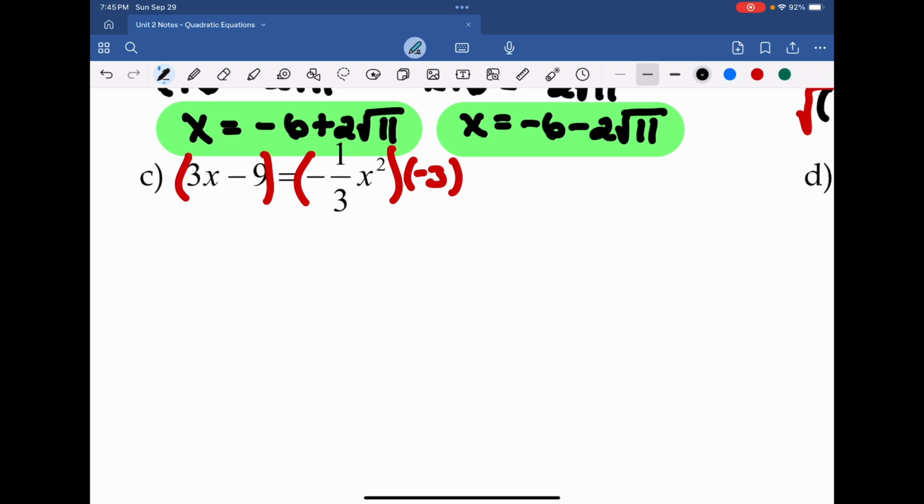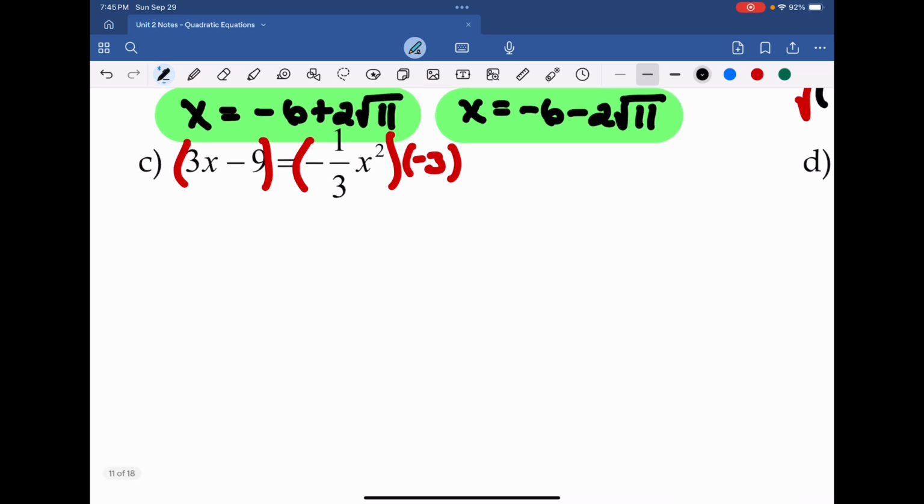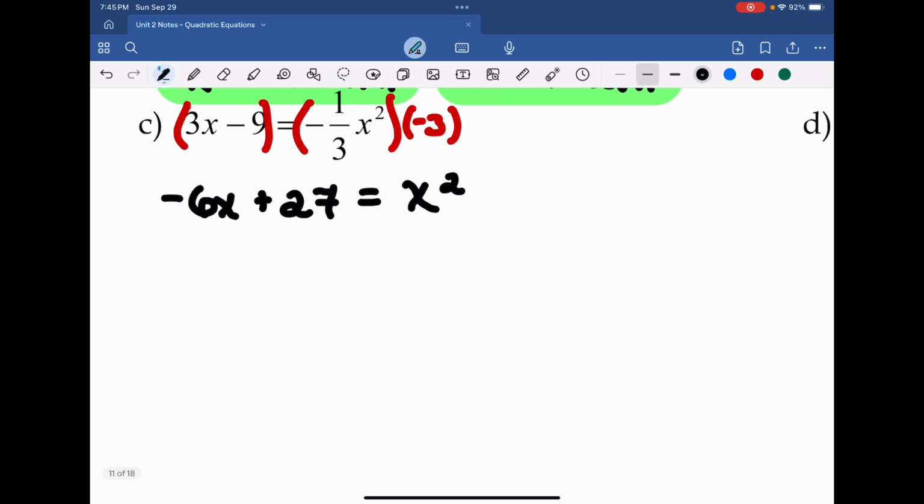By doing so, this is going to eliminate the fraction and give us only integer values. Okay, negative 3 times 3x is going to give us negative 6x. Negative 9 times negative 3 is positive 27, which is equal to, on the other side, we have negative 1/3 times 3, or negative 3. This actually gives us positive x squared. Now, to keep the positive x squared, I'm going to take both of these terms and bring them over to the other side.